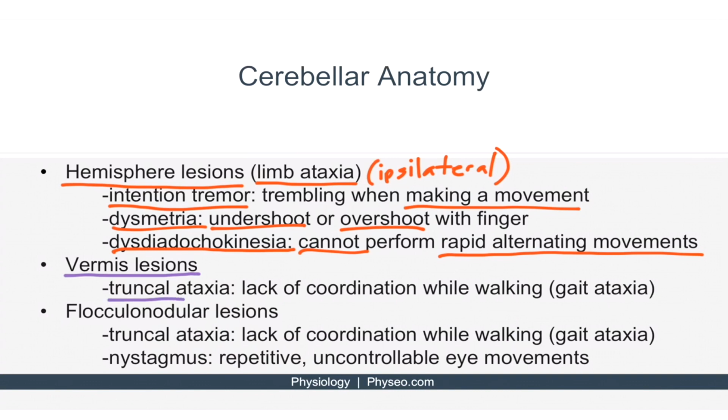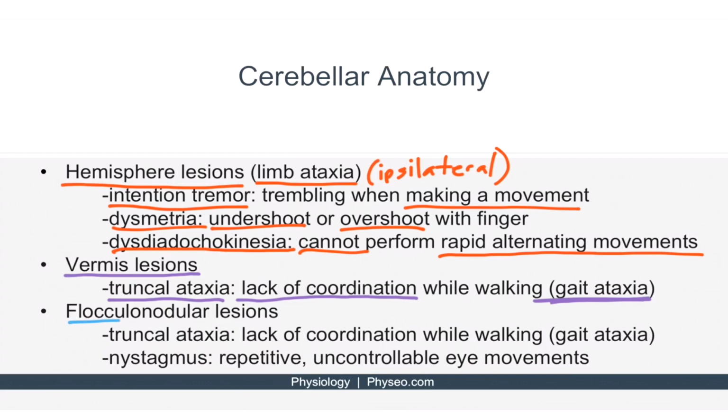If you damage this, you'll get truncal ataxia, so that's a lack of coordination while walking. This can be gait ataxia as well. This is a general overview of truncal ataxia. There can be other symptoms, for example, while the patient's sitting, and they have a hard time maintaining posture because of truncal ataxia. But for the most part, you're going to see it with gait. They're going to have trouble walking.